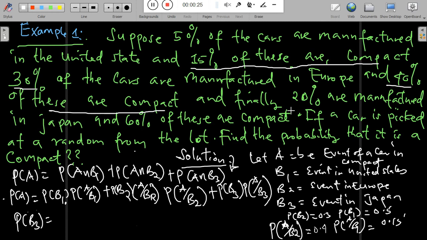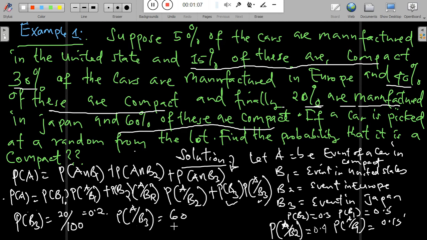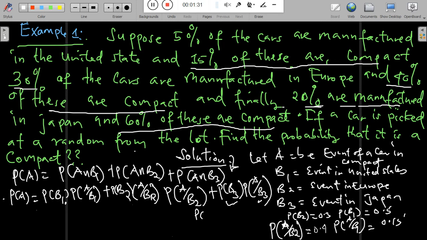Let's find the probability of B3. The probability of B3 is given from our scenario where 20% are manufactured in Japan. So we take 20%, the cars manufactured in Japan, divide by the total number of the sample space, which is 100%. When we divide, we obtain 0.2. What about the probability of A given B3? This is where 60% were compact. So we take 60%, divide by 100, that gives you 0.6. So the probability of B3 is equal to 0.2 and the probability of A given B3 is equal to 0.6.